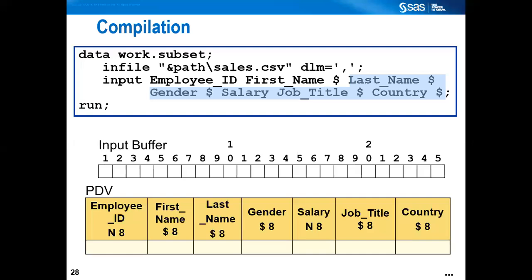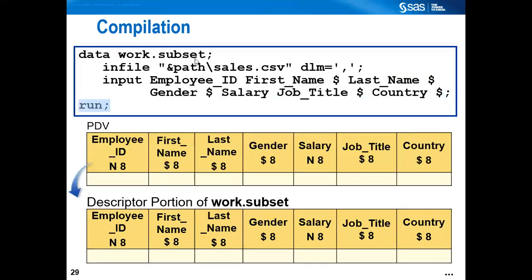All good? Now, when it hits run, this information creates the descriptor portion for your new data set work.subset. This is the descriptor portion. All good? Understood about the compilation phase, how it processes when you are reading a raw file? Yes, ma'am.